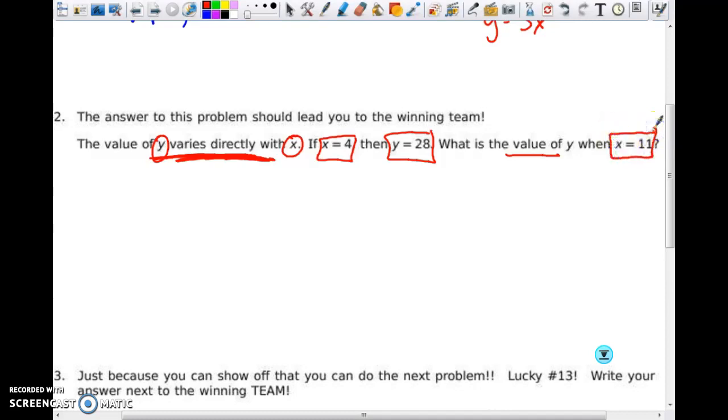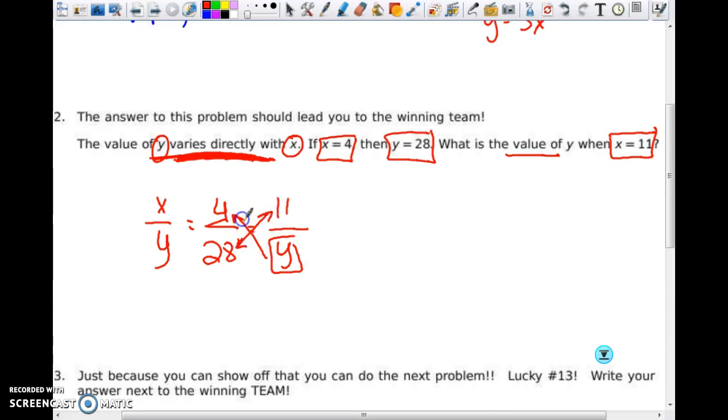So I don't know if we haven't really done this, but you guys have done it for a while. When something varies directly, it's the same thing as proportion. So we had x over y. Okay, that's how they're related. Here, they said if x equaled 4, then y equaled 28, right? And now we want to know, if x equaled 11, what would we get, right? So this is what we're looking for. So you can just do cross multiplication, right?